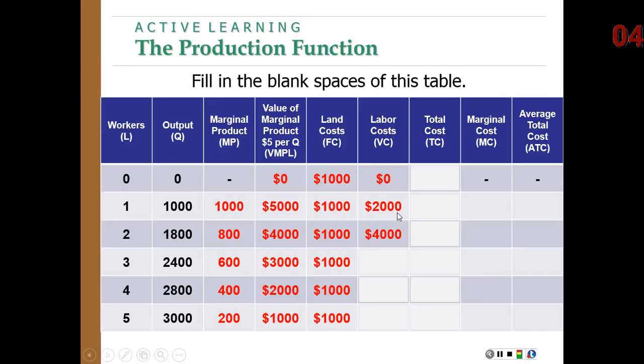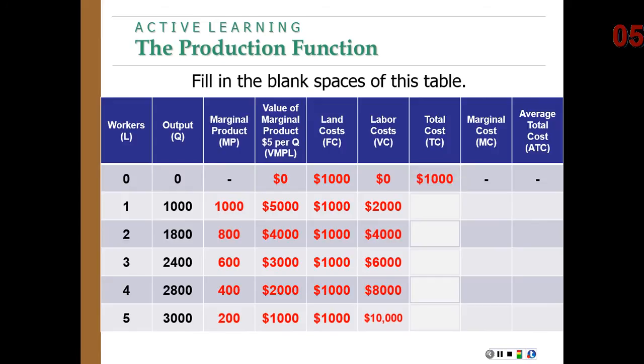He hires the second worker. That will cost him an additional $2,000, which for a collective $4,000 of wages, right? The third worker will cost him an additional $2,000 for a total amount of labor cost of $6,000, then $8,000, then $10,000 for the fifth worker, okay?